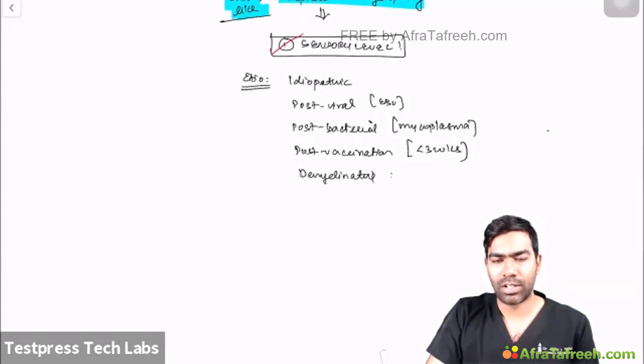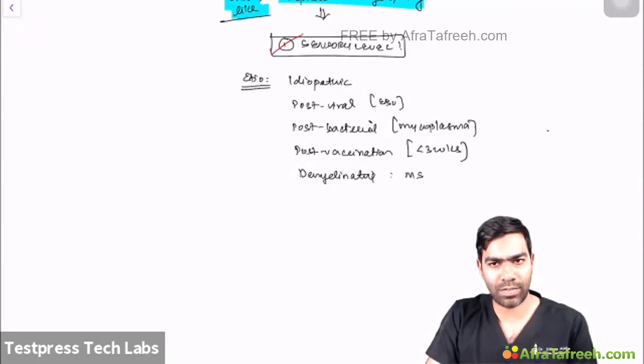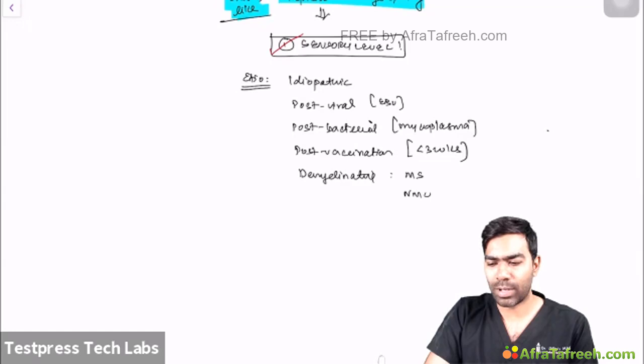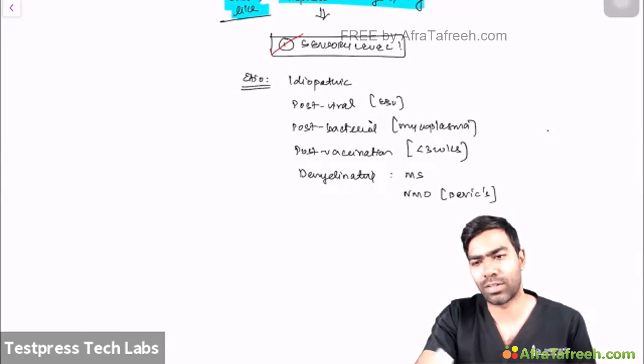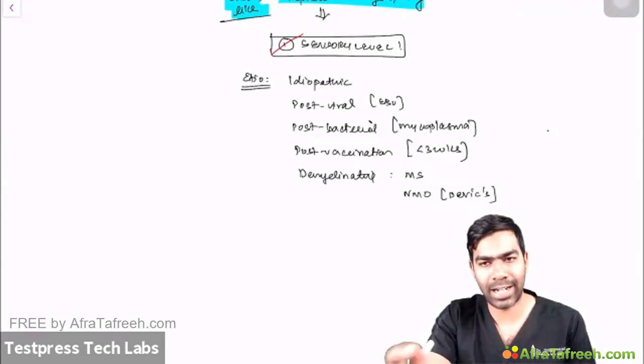Demyelinating disorders. Two demyelinating disorders are extremely important. One is multiple sclerosis, which of course affects the spinal cord. The second is neuromyelitis optica, otherwise referred to as Devic's disease. So these are the two important demyelinating disorders of the spinal cord, and the most important etiologies and differential diagnoses as far as acute transverse myelitis is concerned.